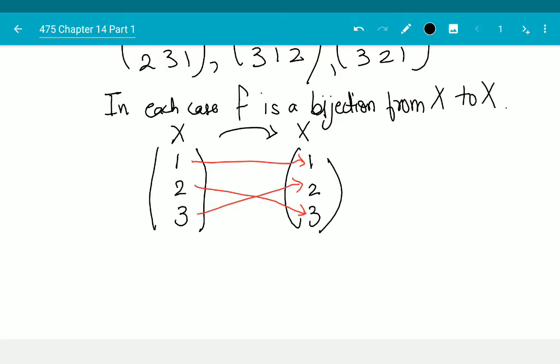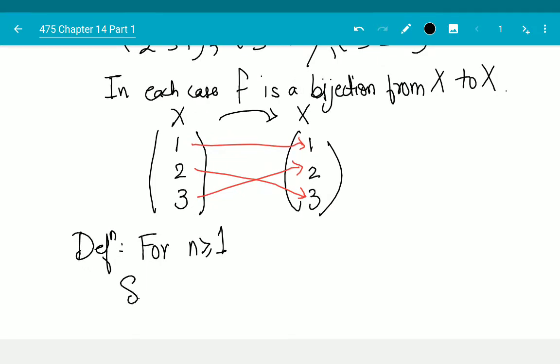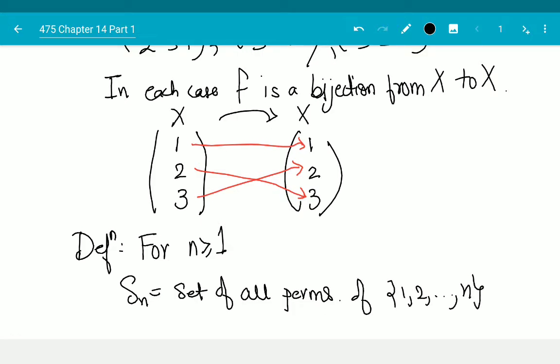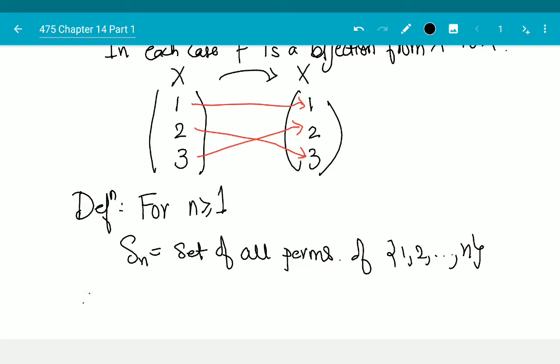What I can do is then compose these permutations. Let me define something first. Definition: for all n greater than or equal to 1, let Sn be the set of all permutations of 1 to n. Okay, and we know, therefore, the cardinality of Sn is equal to n factorial, right?